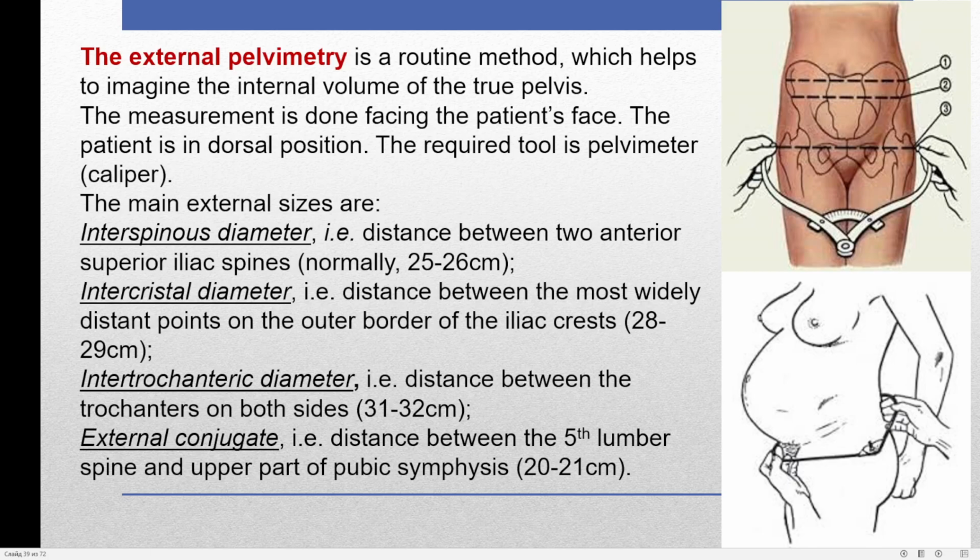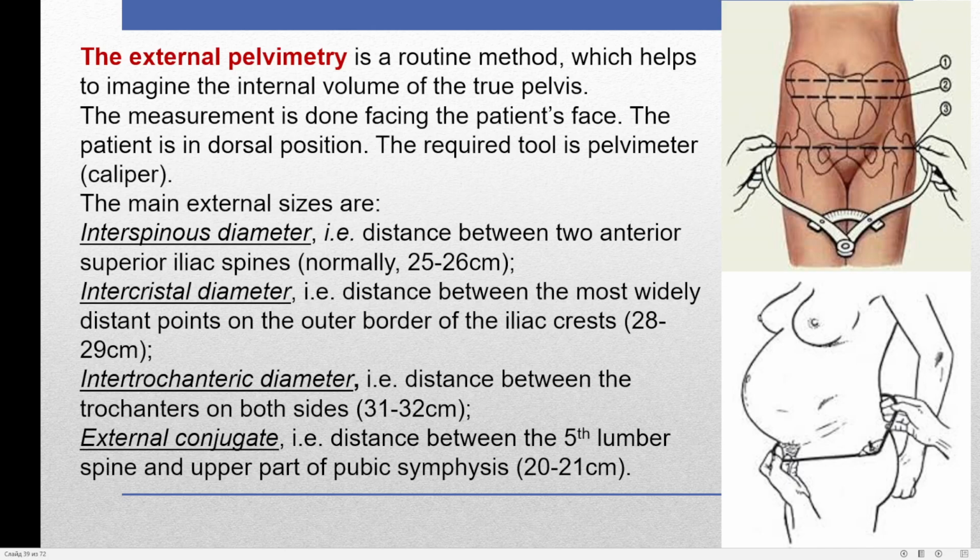External pelvimetry is a routine method, an obligatory method for all patients, which helps to imagine the internal volume of the true pelvis. The measurement is done facing the patient's face, with the doctor near the right side of the patient. The patient is in dorsal position, on the back. The required tool is the pelvimeter.